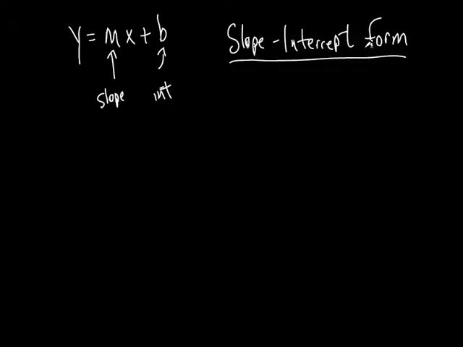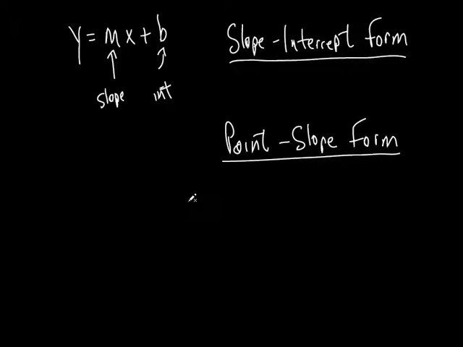Okay, the slope intercept form. But there's another form. The other form is called the point slope form. Let me write what the point slope form is. You should be writing this down. It's y minus y1 equals m times x minus x1.